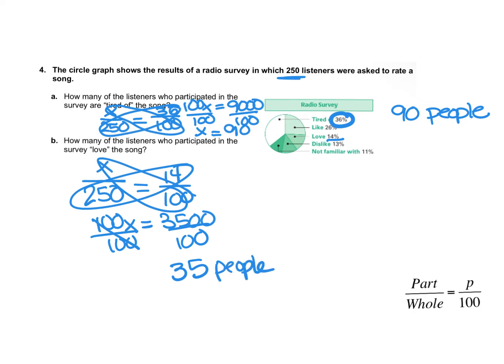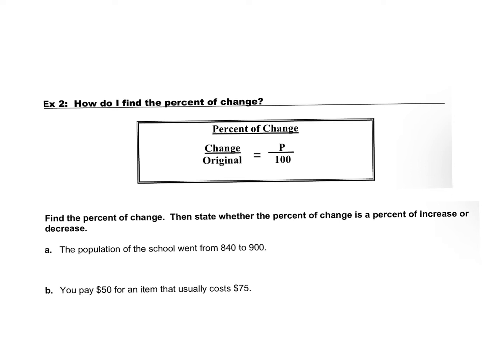loved the song. All right, example number 2, how do I find the percent of change? So this again you had learned last year. Remember, the percent of change is the change, how much did it go up or down, all over the original amount, and then we're going to turn that into a percentage. So this change is how much did it go up or down. All right, and then the original, and then again that P is going to be our percent.